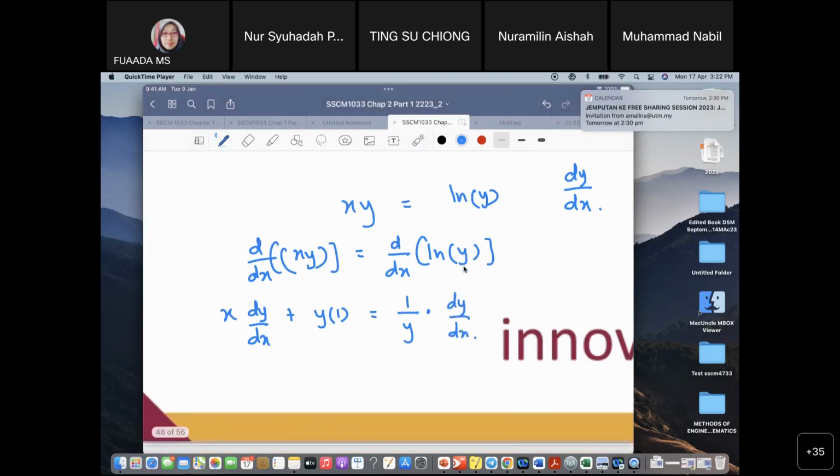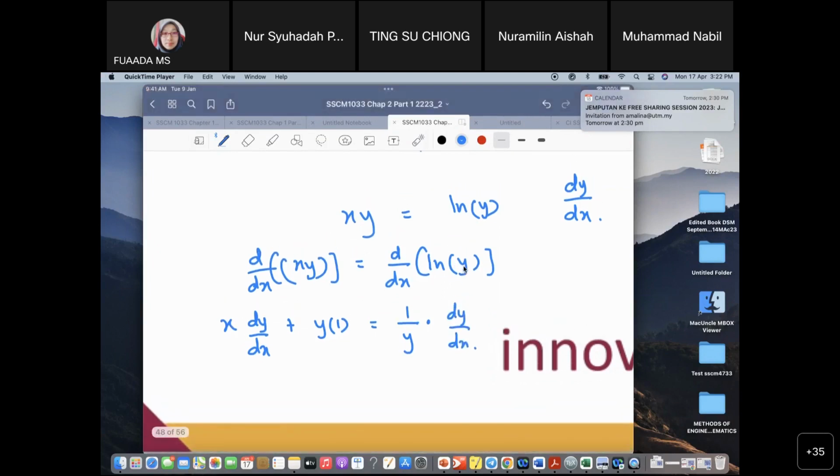Lepas tu apa you kena buat? Kalau guna cara biasa, cara biasa you kena combinekanlah sekali y dy dx ni. Jadi you akan dapat bentuk x tolak 1 per y dy over dx sama dengan negatif y. Lepas tu apa you buat? Dy over dx sama dengan negatif y per x tolak 1 per y. Baru dapat jawapan. So cara dia tu tidak biasa, dia bukan biasa macam you buat explicit function.